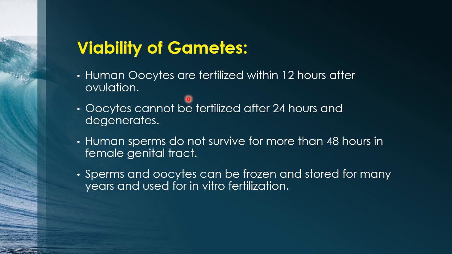A human oocyte is fertilized within 12 hours after ovulation, and it cannot be fertilized after 24 hours, after which it degenerates. And the human sperms also do not survive for more than 48 hours in the female genital tract. However, sperms and oocytes, if they are taken from the male and the female tracts, can be frozen and stored for many years, and they can be used for in vitro fertilization.